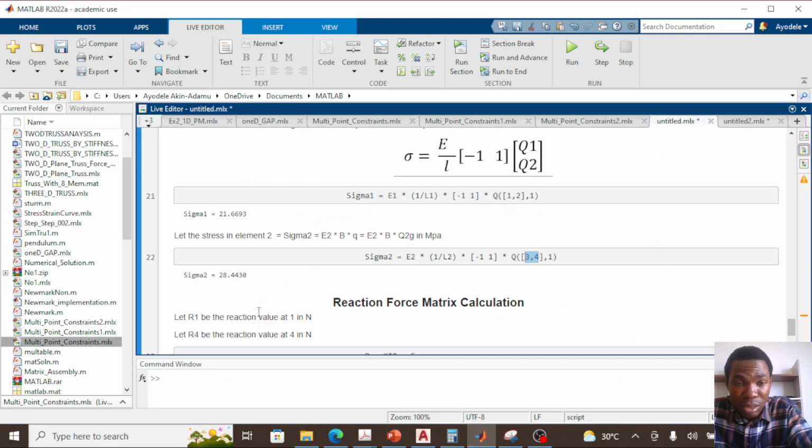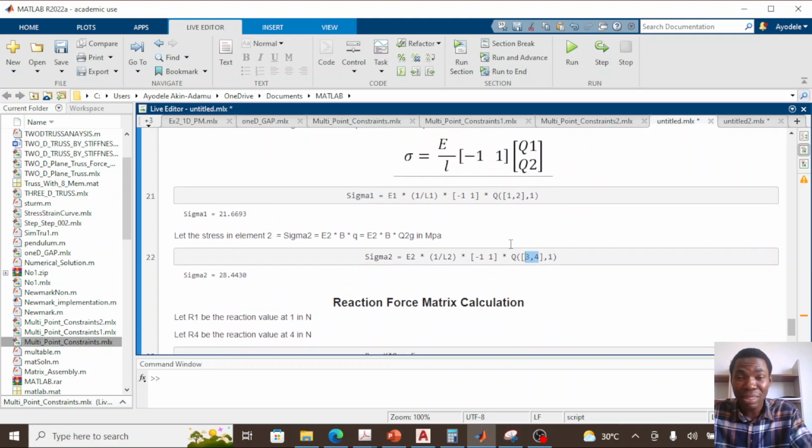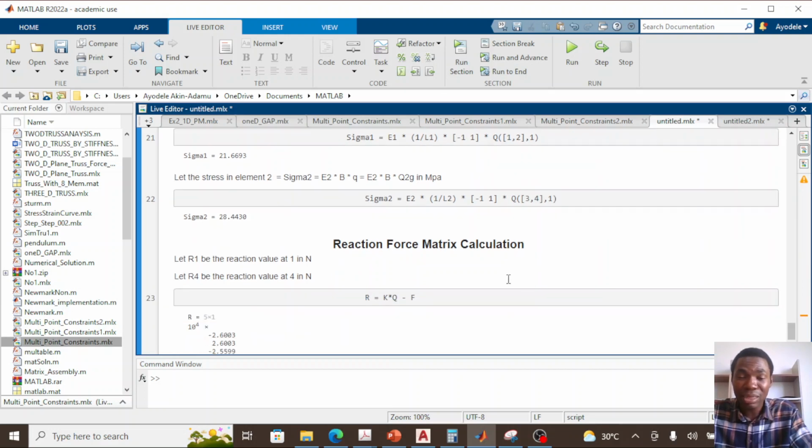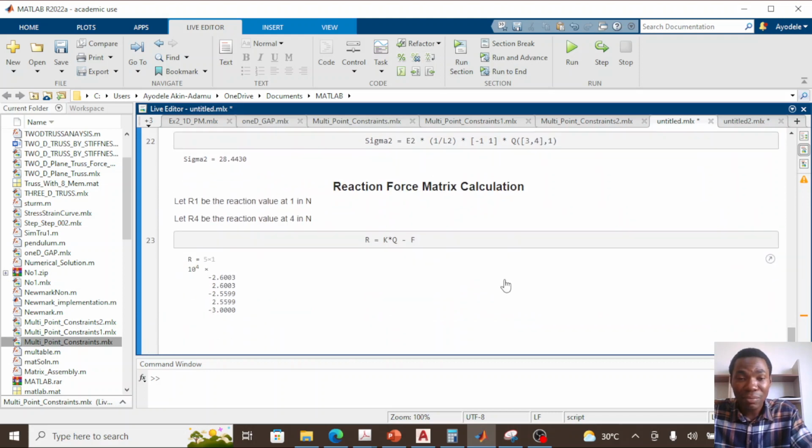MATLAB gives us 28.443 megapascal, which is very identical to the hand calculation. So now we have determined the internal stress in each finite element. We can also determine the reaction at all the nodes, node 1, node 2, node 3, node 4, node 5, using this equation which I showed you in my PowerPoint. I told you this is a very popular equation in finite element procedure.